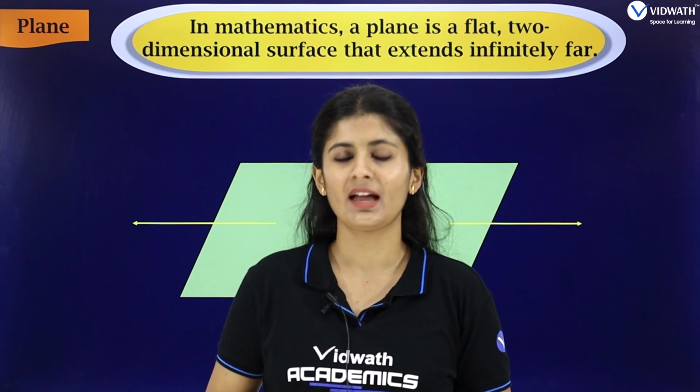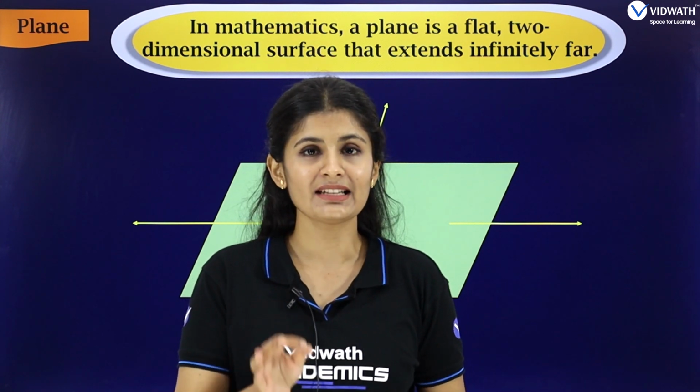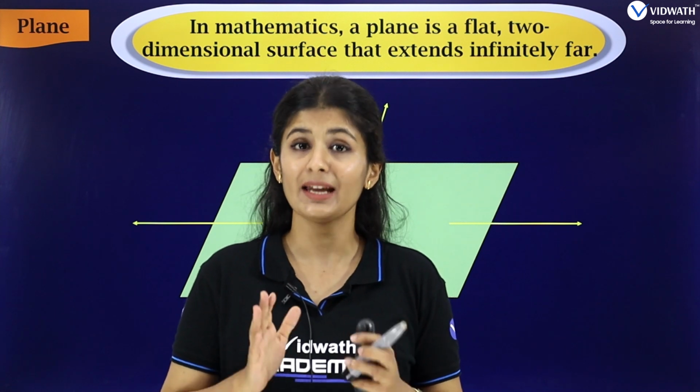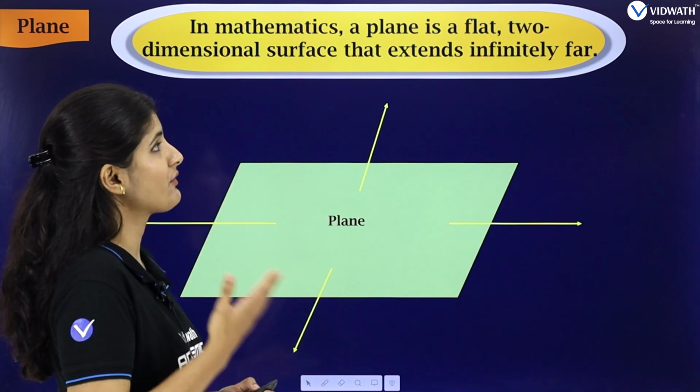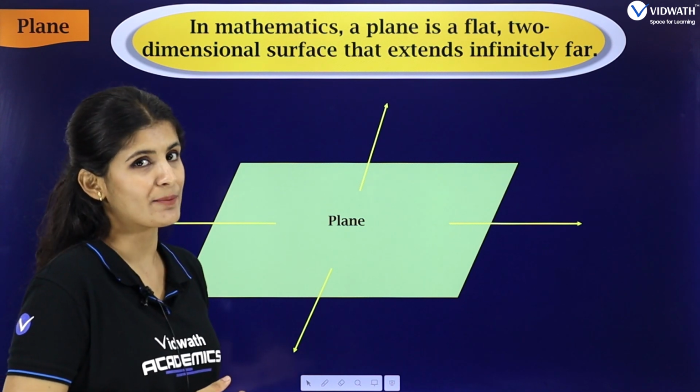What is a plane? I'm sure you have all observed the whiteboard or a blackboard in your classroom. That surface is a plane surface. Why do we call it a plane surface? In mathematics, a plane is a flat, two-dimensional surface that extends infinitely far.